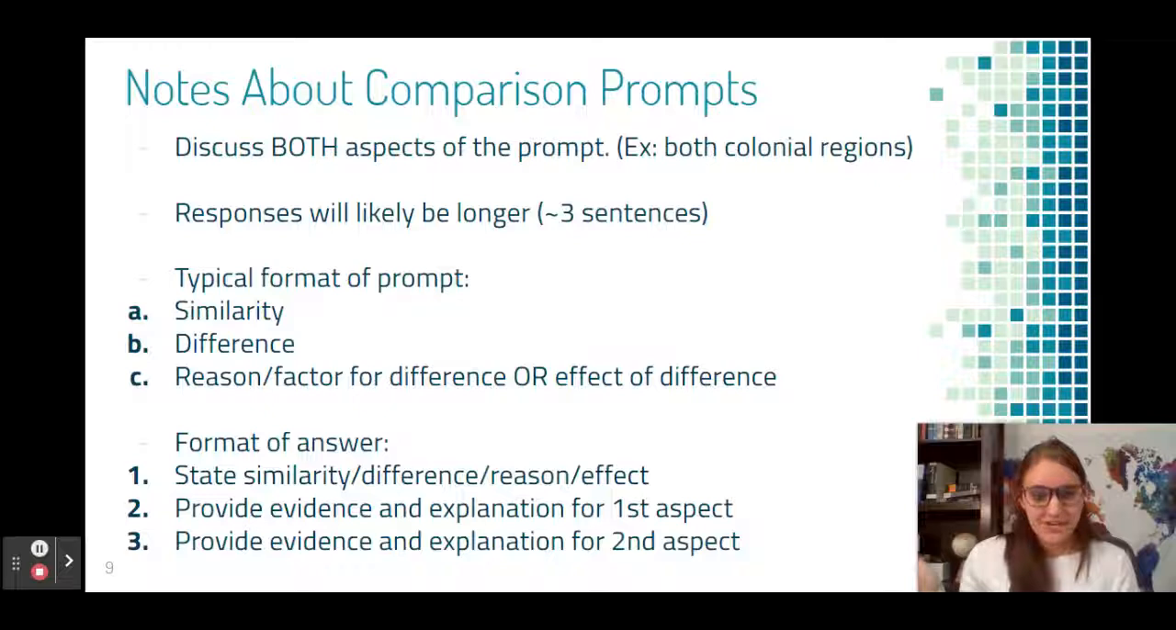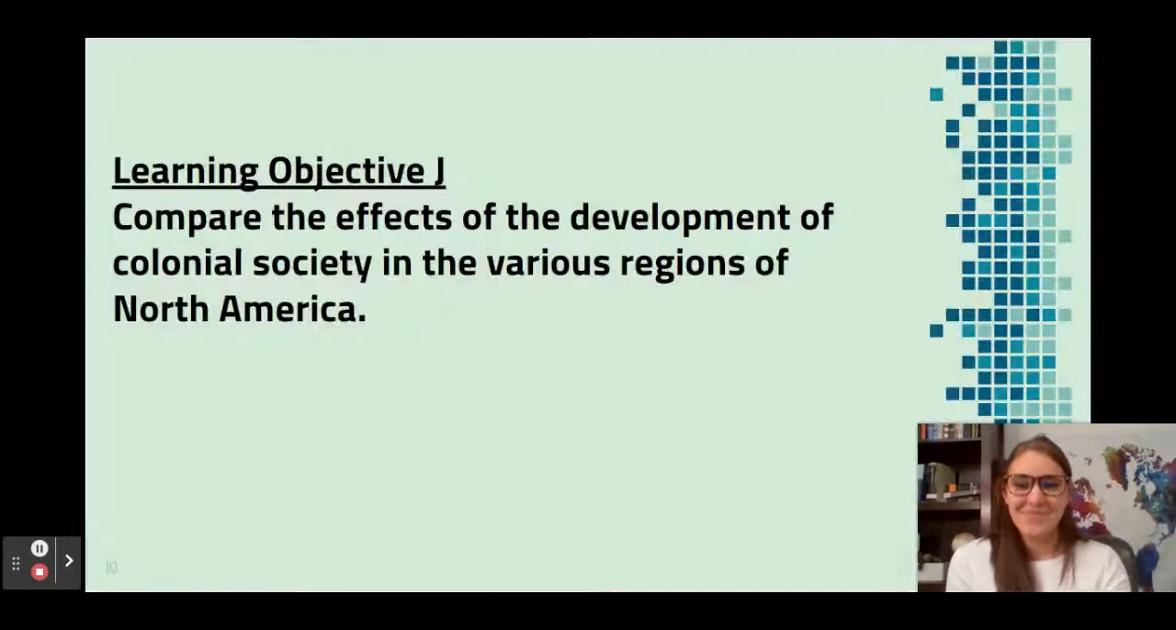And then you want to provide evidence and an explanation for the first aspect or the region. In New England, they had subsistence farms, but engaged in the trade of lumber. And then you would provide evidence and explanation for the second aspect. In the Chesapeake, they were primarily agricultural and engaged in the export of tobacco. And so you can see how that's probably going to be a 3-sentence explanation for just part A, but it's definitely going to ensure that you get the point as long as your information is accurate.